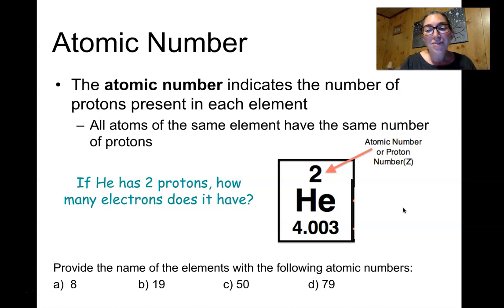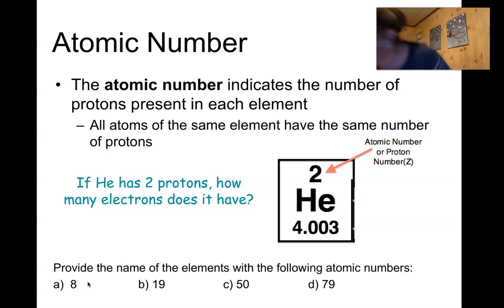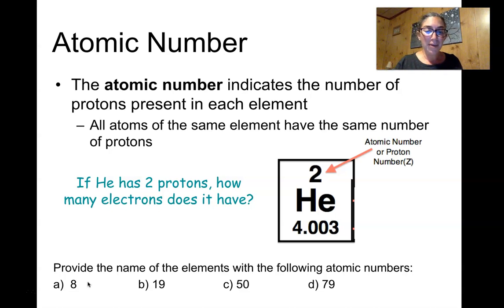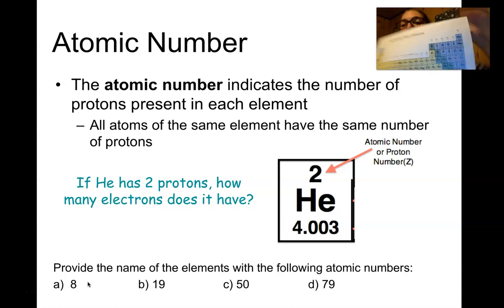So little practice with your periodic table. Pull it out and look up these different elements, and provide the name for each of these elements with the following atomic number. So again, you're looking for the ones with the number on top. And I should have a periodic table handy with me. Bad chemistry teacher. So I can look up and tell you the answers. Ta-da! Okay. So number 8 is oxygen.